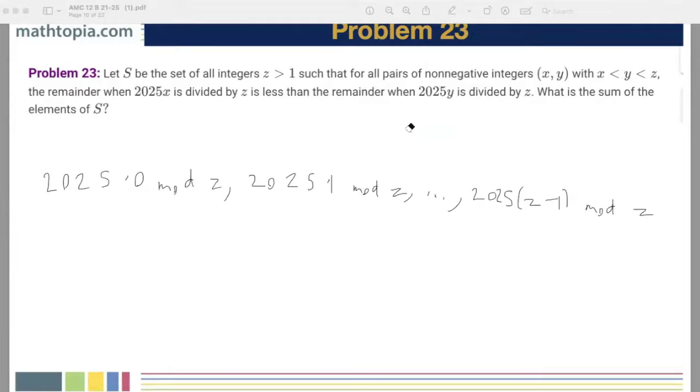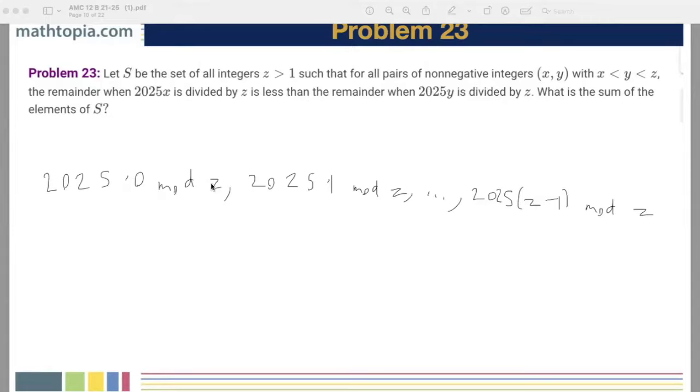But can we go further than this? Can we figure out something even more specific about what these values have to be? Well, remember, there are z of these values, right? One for each number from 0 up to z minus 1. So there are z of these remainders written down. And they're all numbers taken mod z.